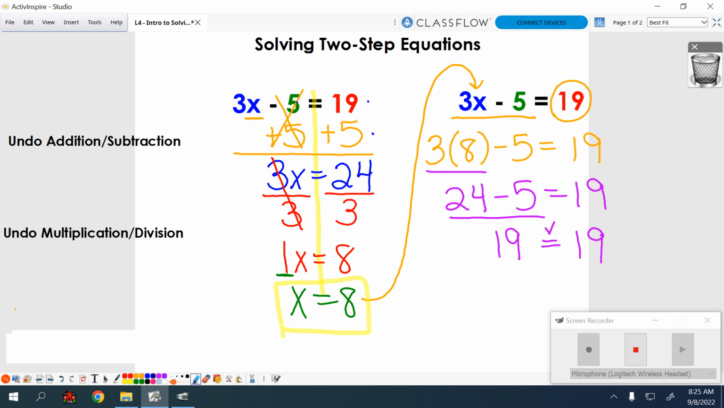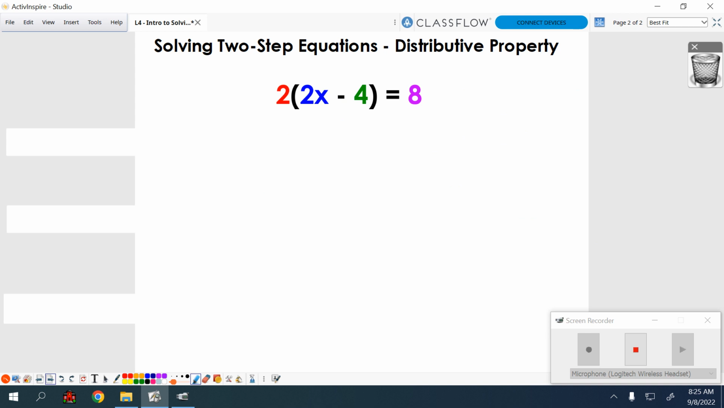Now, there's one more thing we can add to a 2-step equation, and that's our distributive property. We know we need the distributive property when we have these parentheses. We still need to undo our addition and our subtraction, but before we can get to this variable, we have to first use our distributive property to get rid of our parentheses. We can't do anything to our variable if our parentheses are there.